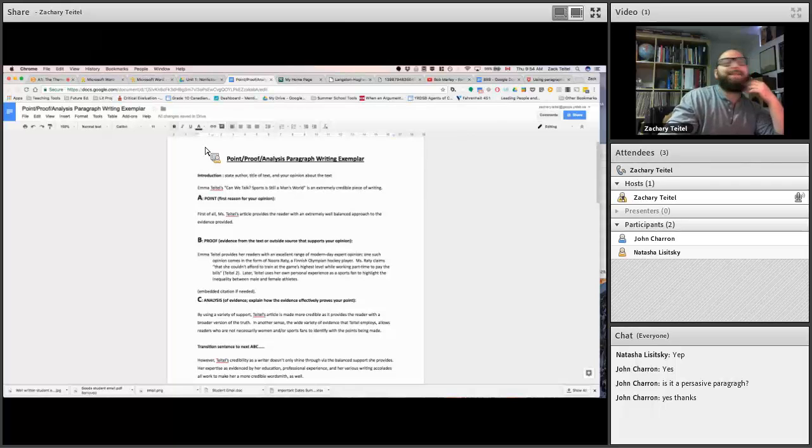But the thing is that a paragraph is kind of like a mini version of an essay. If you think about it, your topic sentence in a paragraph is like your thesis in an essay. Your supporting details in a paragraph are like your body paragraphs in an essay. And your concluding sentence in a paragraph is like your conclusion in an essay.